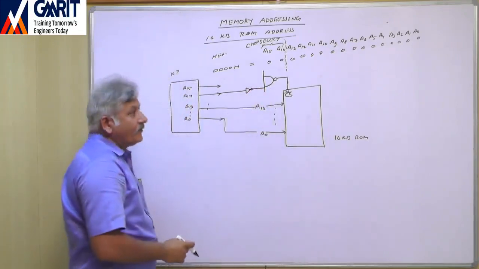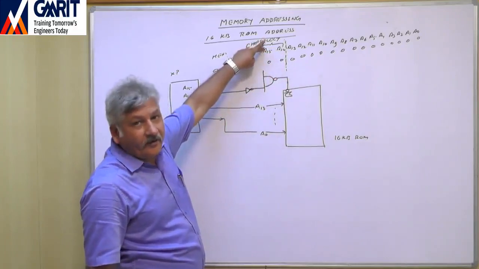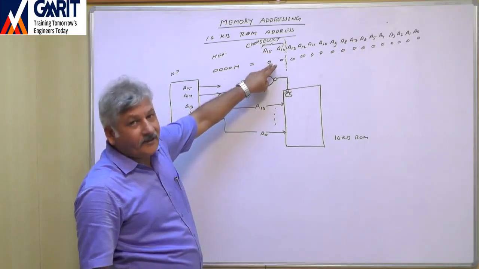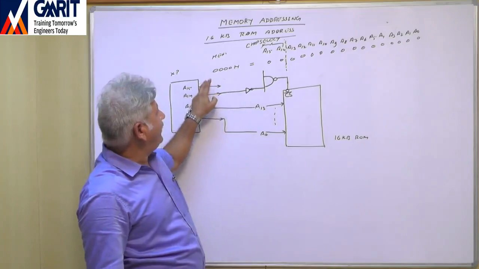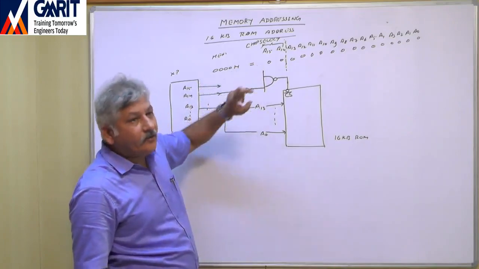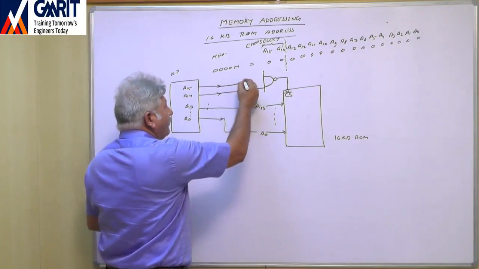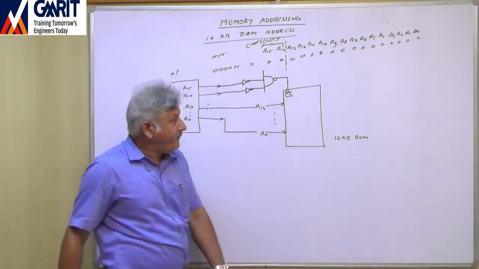Now you come to the next address line, A15. What is the value here? It is 0. If it is 0, we have to connect this A15 line to this NAND gate through one inverter. Through one inverter, like this, you connect. Right?